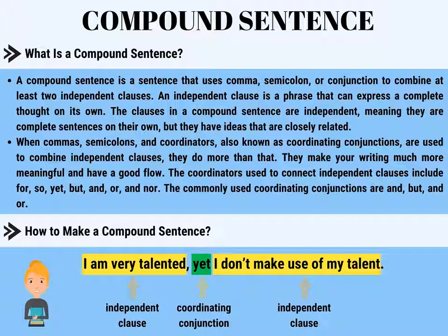Now, how to make a compound sentence? Okay, for example, here I have two independent clauses. Ini udah ada dua independent clauses. I am very talented and I don't make use of my talent. We will combine them by using the coordinating conjunction yet. So the compound sentence will become: I am very talented, the first independent clause, comma, yet, the coordinating conjunction, I don't make use of my talent, the second independent clause. I am very talented, yet I don't make use of my talent.